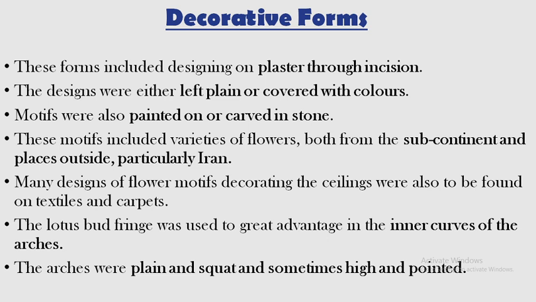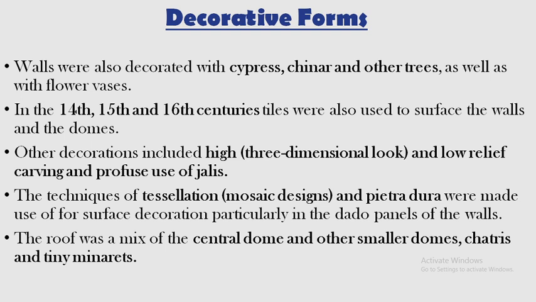The lotus bud fringe was used to great advantage in the inner curves of the arches. The arches were plain and squat and sometimes high and pointed. Walls were also decorated with cypress, chinar, and other trees as well as with flower vases. In the 14th, 15th, and 16th centuries, tiles were also used to surface the walls and the domes. The decorations included a high three-dimensional look and low relief carving and profuse use of jalis.